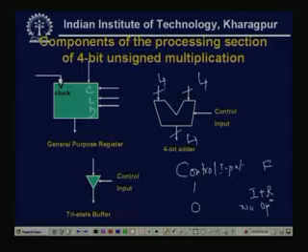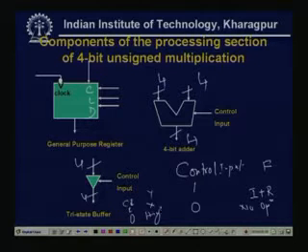Now, another is a tri-state buffer. Again it is a 4-bit tri-state buffer, with one control input, which is either 1 or 0. When the control input is 1, the output is whatever input is coming. When it is 0, it is a high impedance state. So, this is the design of the three main components.